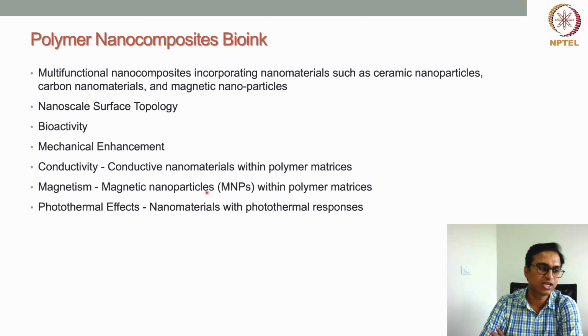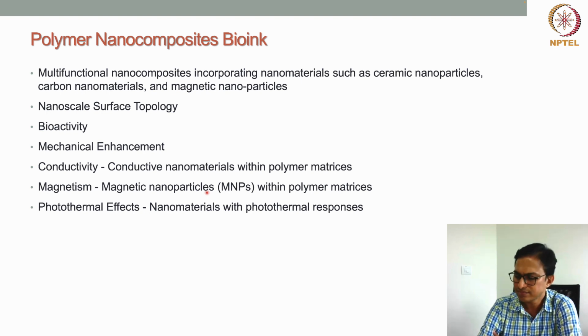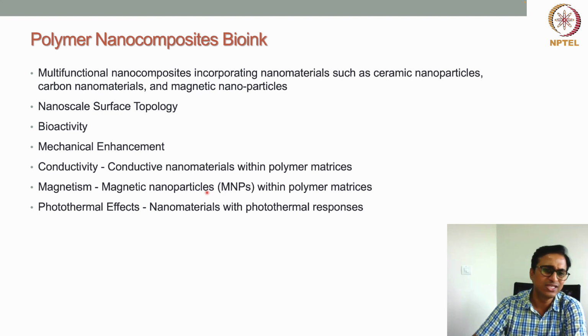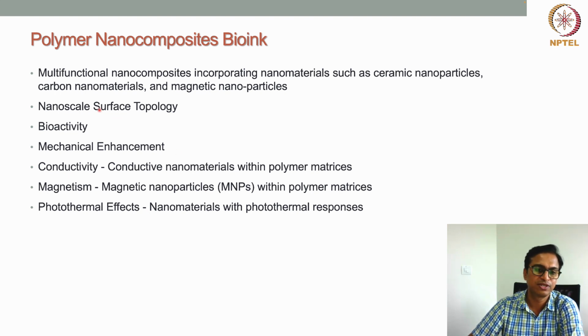Other than this, the photothermal effect can also be used for killing cancer cells. Suppose we incorporate these nanomaterials within a bioink and a structure is made; it can be used for cancer treatment. It can be put into the cancerous tissue zone, and when the light is turned on, it can eliminate the cancer tissue by photothermal effects. So all these different functions are possible because of nanocomposite bioinks.